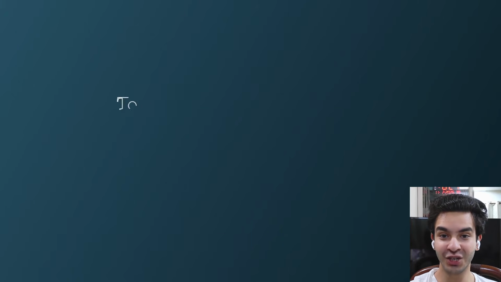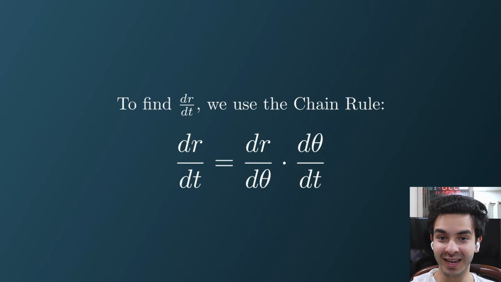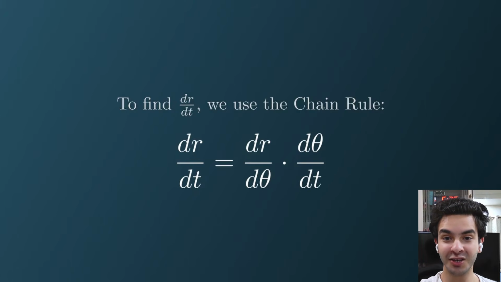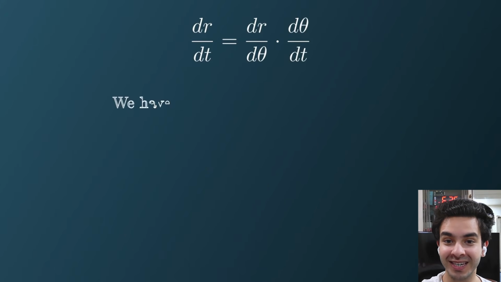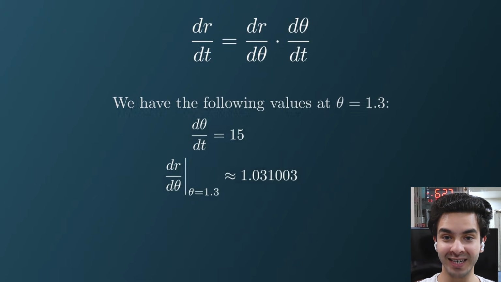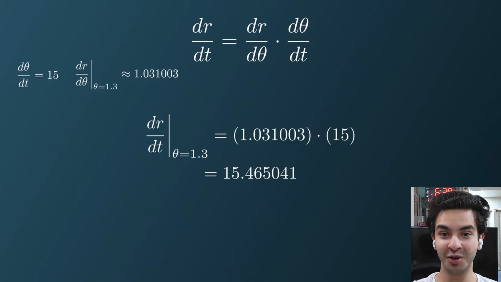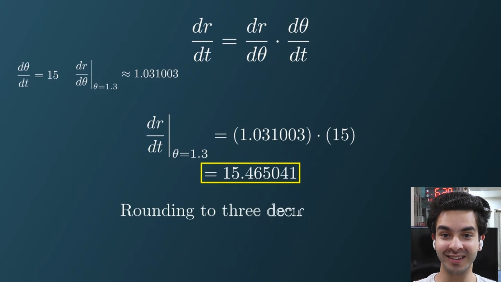And now I hope your teacher has taught you, but derivatives, while not like this dr by d theta thing here, they're not technically fractions, but they behave almost exactly like one. And so if we multiply dr by d theta by d theta by dt, you notice that the d thetas actually cancel each other out, and we're left with dr by dt. And so all we need to do is plug in our values, and we get dr by dt equals 15.465. Make sure to round to 3 decimal places, and it's always good to write a sentence like this.